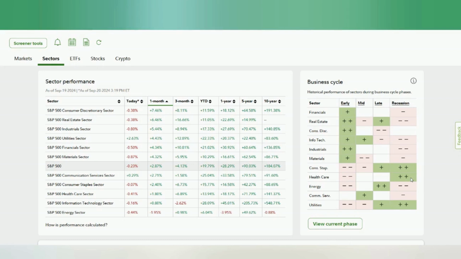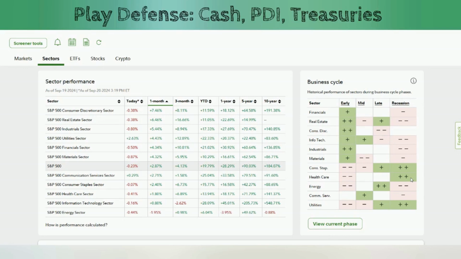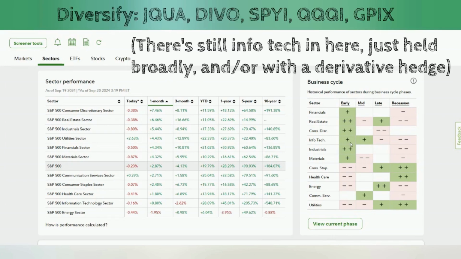And one other way you can play this is to have a defensive posture, whether that be in cash or what I recently did in amassing over 3,000 shares of PDI. But another way is to think about broadening your exposure if you're a little heavy in infotech. So things like JQUA, DEVO, and even some of those broader derivative ETFs that I've been covering in dedicated videos like SPYI, QQQI, and JEPI, which will help stabilize your return in a down or sideways market.